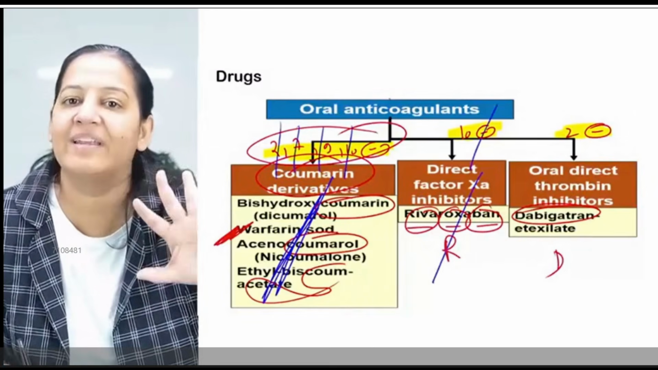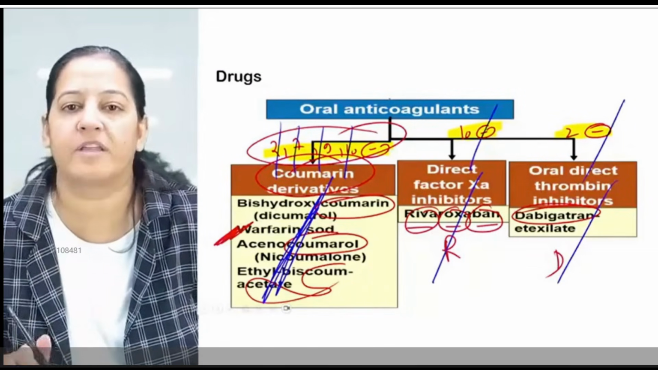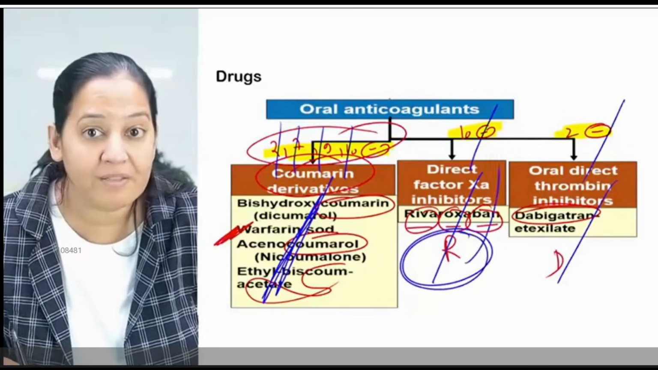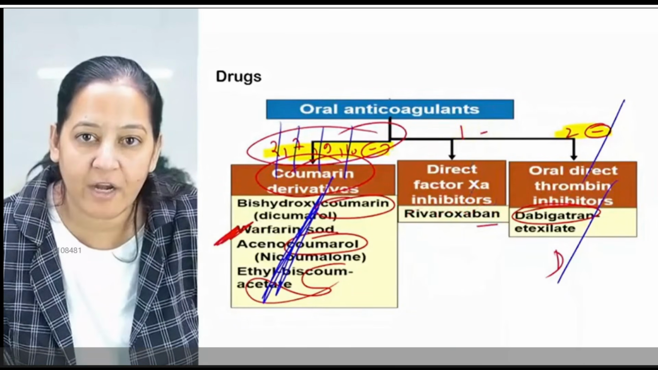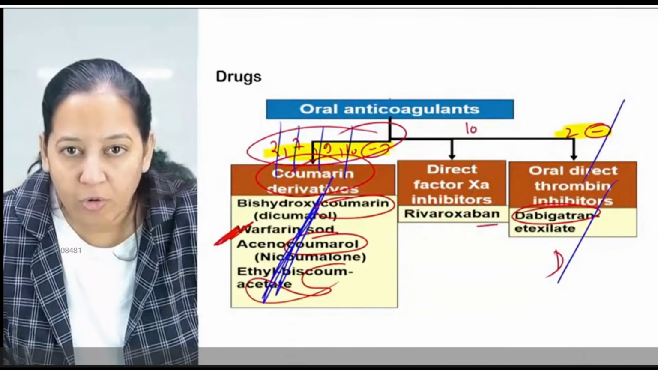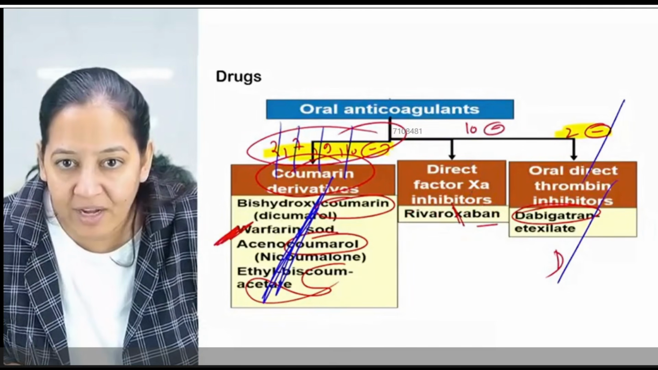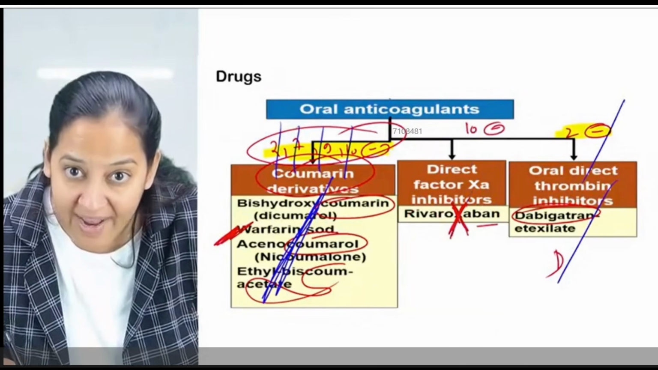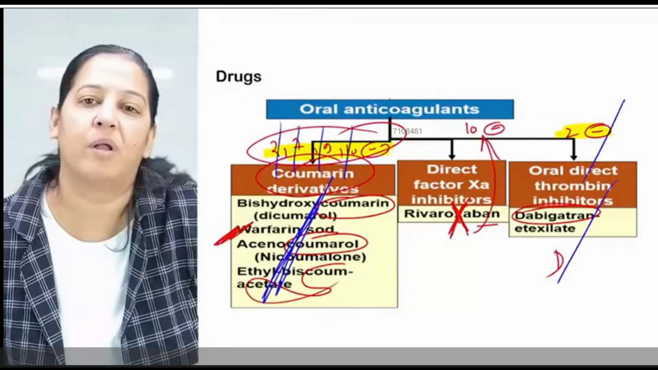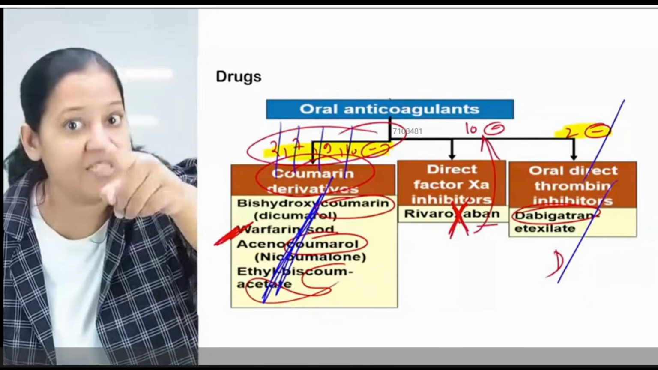This one is inhibiting only 10. This one is inhibiting only 2. First, you learn the broad category. Rivaroxaban is a factor 10 inhibitor. Look, how to write 10 in Roman? Look, 10 is written like this. The X in Rivaroxaban is actually 10. You will never forget now. Rivaroxaban is a 10 inhibitor.